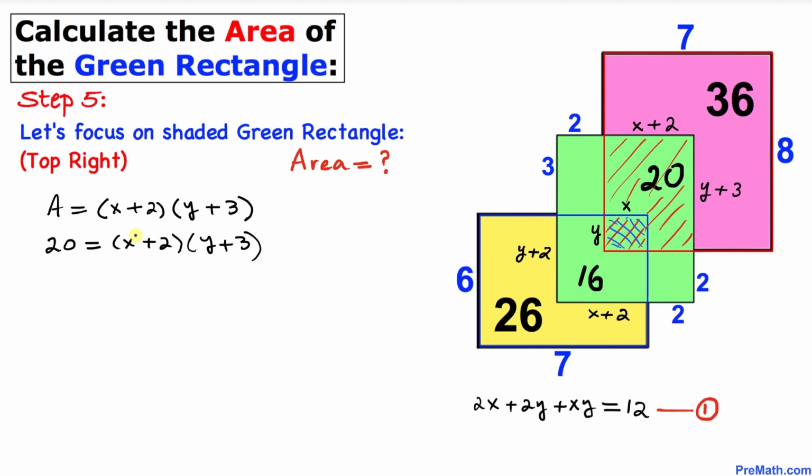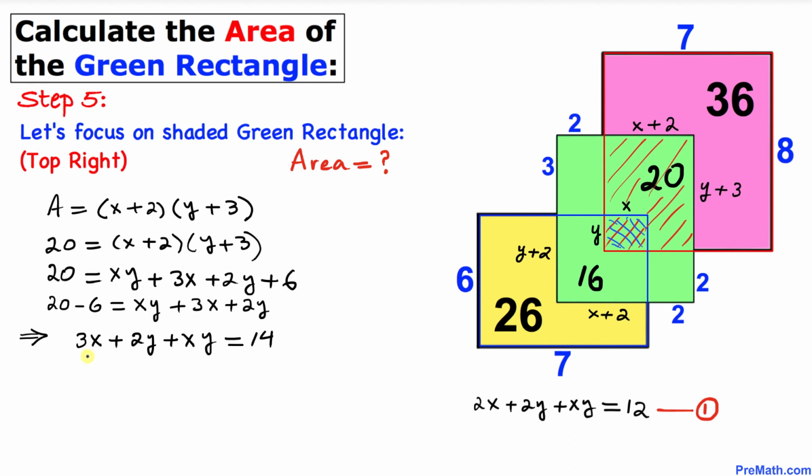Now let's go ahead and use the FOIL method or double distribution. That is going to give us 20 equals xy plus 3x plus 2y plus 6. And here everything has been simplified to 3x plus 2y plus xy equals 14. Let me go ahead and tweak this equation. I can write this 3x as x plus 2x, plus 2y plus xy equals 14.